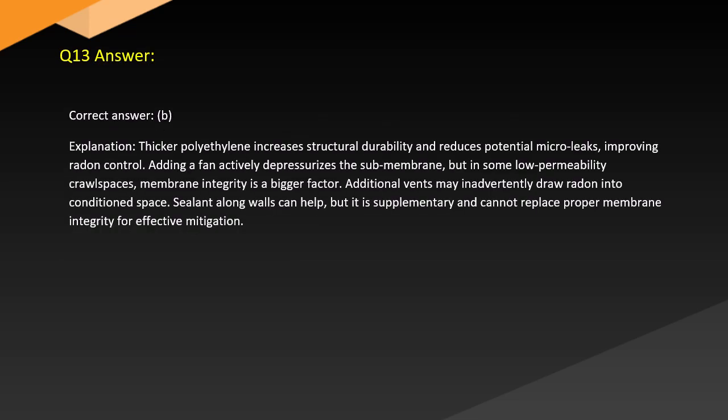Answer. Correct answer, B. Explanation. Thicker polyethylene increases structural durability and reduces potential microleaks, improving radon control. Adding a fan actively depressurizes the submembrane, but in some low permeability crawl spaces, membrane integrity is a bigger factor. Additional vents may inadvertently draw radon into conditioned space. Sealant along walls can help, but it is supplementary and cannot replace proper membrane integrity for effective mitigation.